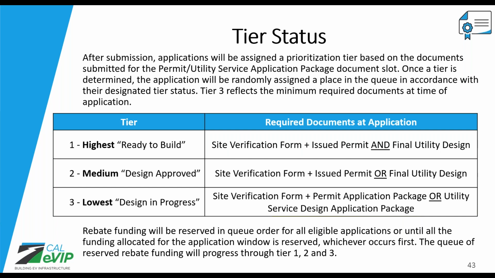Now, rebate funding will be reserved in queue order for all eligible applications or until all of the funding allocated for the application window is reserved, whichever one comes first. The queue of reserved rebate funding will progress through tier 1, then 2, then 3, which is why it's very important, if you have the issued permit or the final utility design, that you provide us with that at the time that you apply.